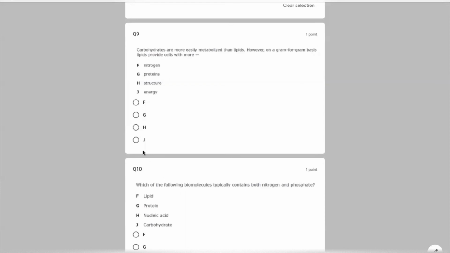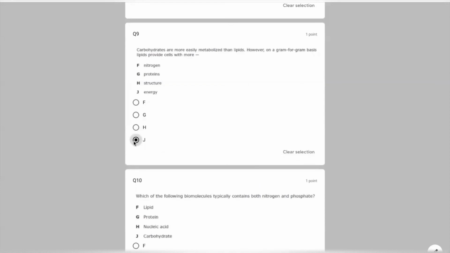Also, something that you need to know is just remember with the words carbs and lipids, just remember energy. That's just stuck with me this entire year. I just know that they have something to do with energy. Carbs is quick energy, lipids is long-term energy. And also lipids and carbs have nothing to do with nitrogen. Proteins is a whole other biomolecule.